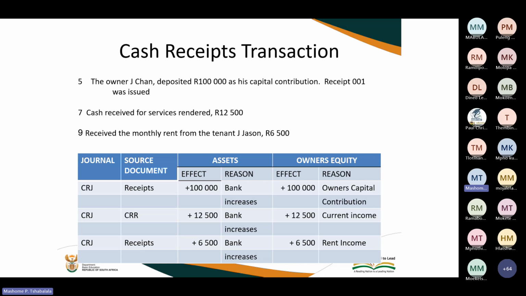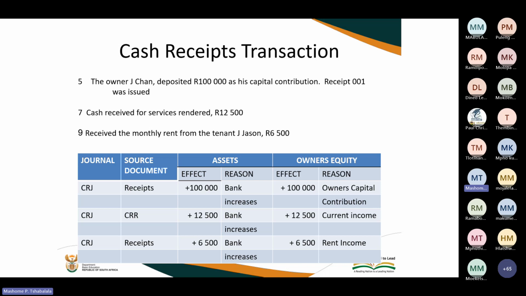Then it was for what? Services rendered. Remember, in term 2, when we talked about the CRJ, we said we have the current income. When you render the service, it is the current income. The two accounts affected are the bank and the current income. Let us analyze it. The journal will be the CRJ, the source document, the cash register, then the amount under the assets will increase by 12,500. The reason is bank increases. Then we move to the owner's equity: 12,500, and the reason is the current income.